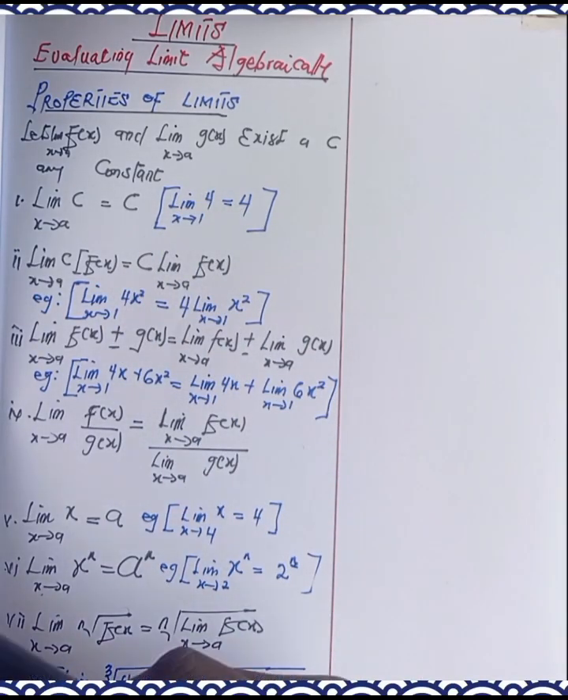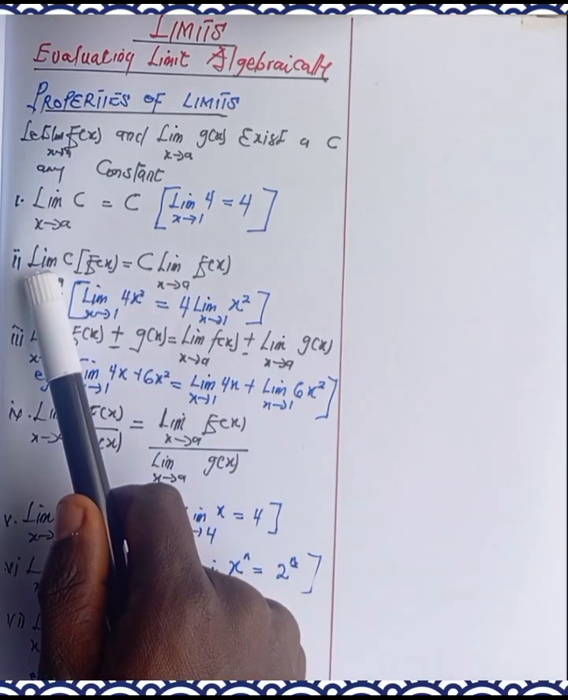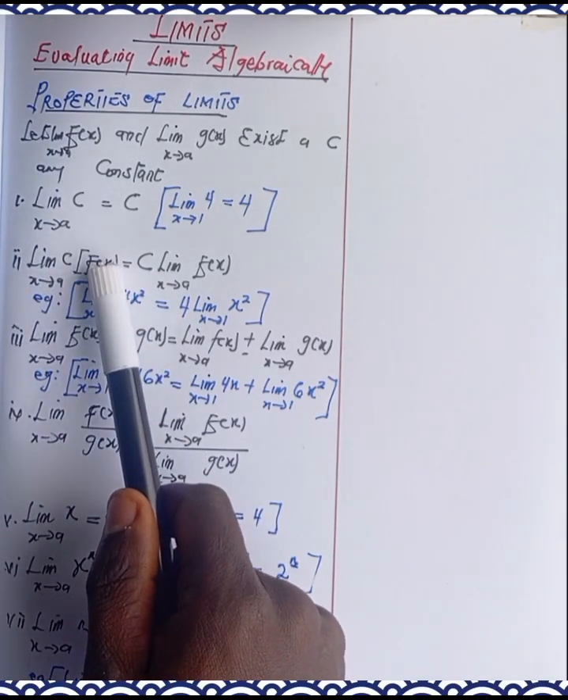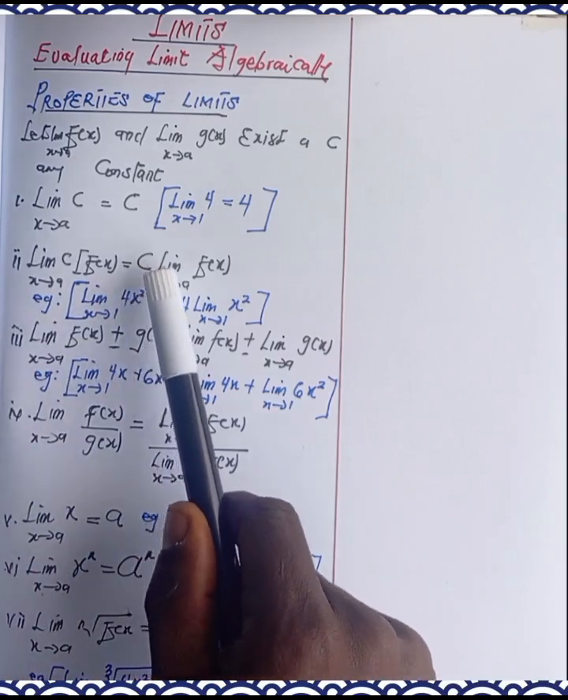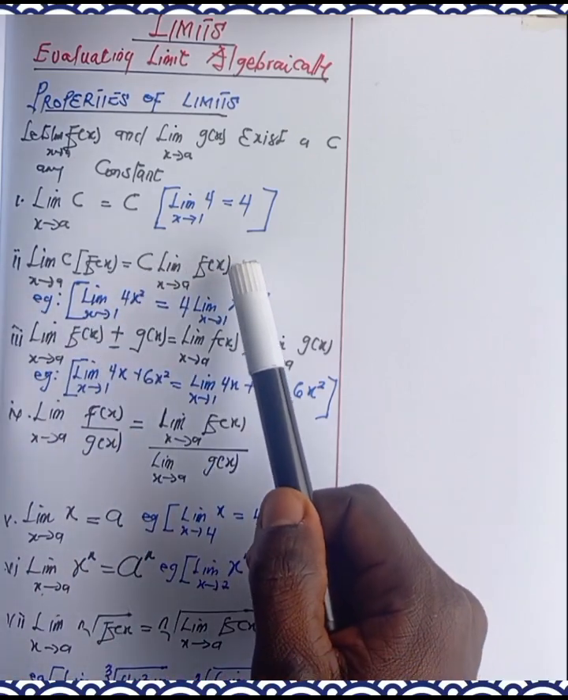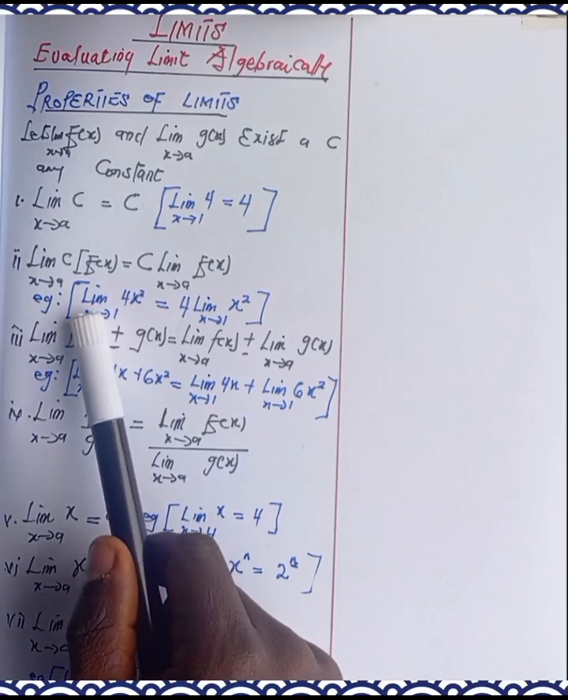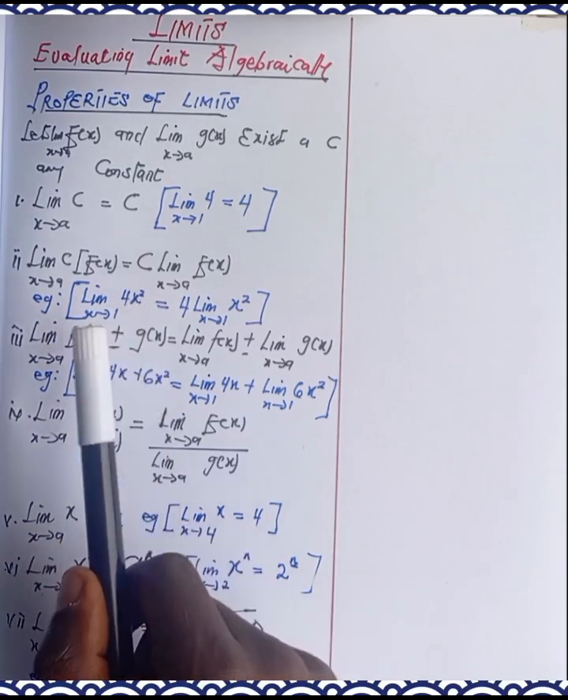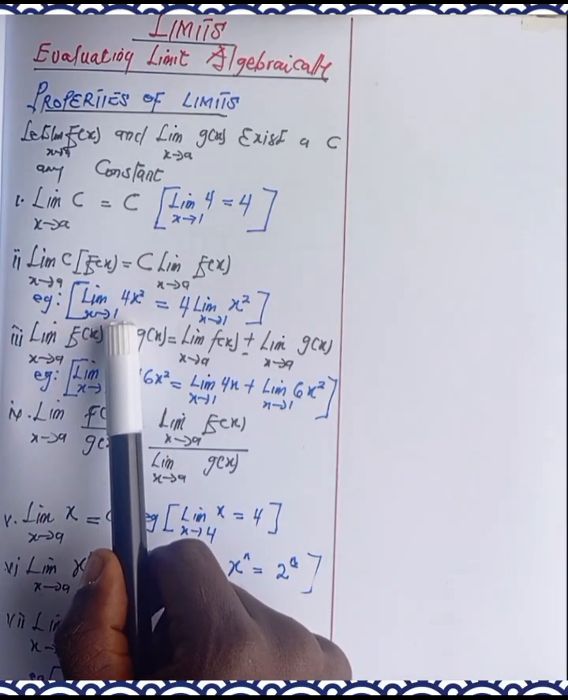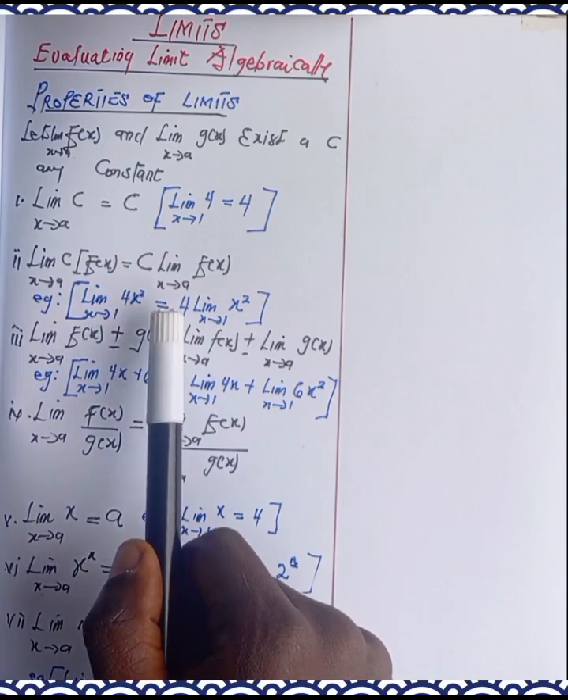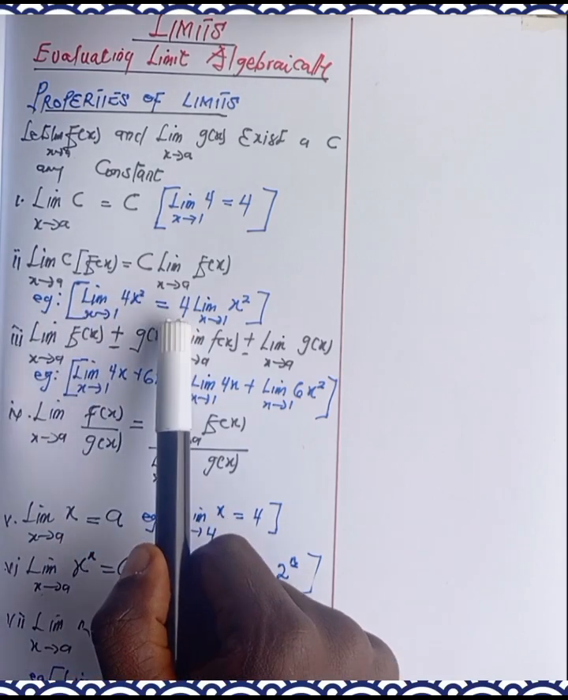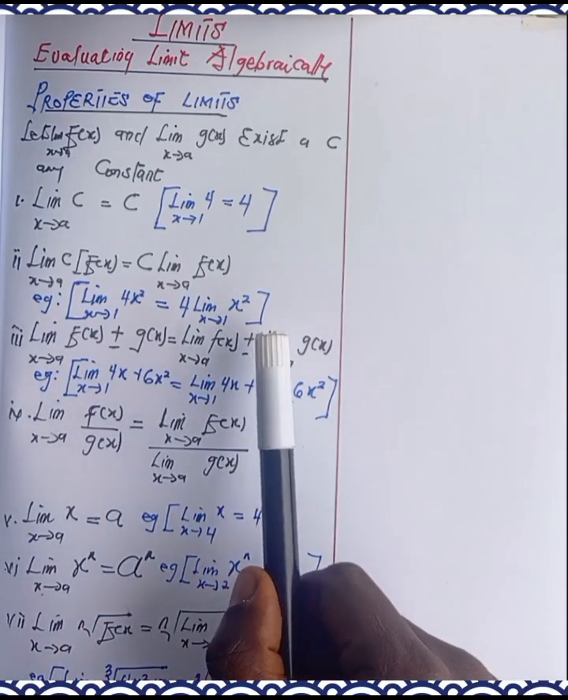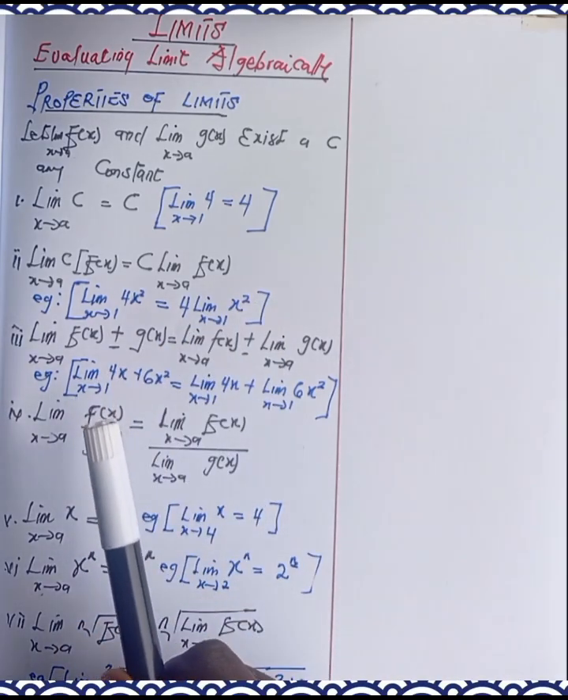The constant. Now property 2 says that the limit of a constant times a function is equal to the constant times the limit of the function. So when you have the limit of 4x squared as x approaches 1, the constant should come out. So we get 4 times the limit of what? The function, and x squared is the function.